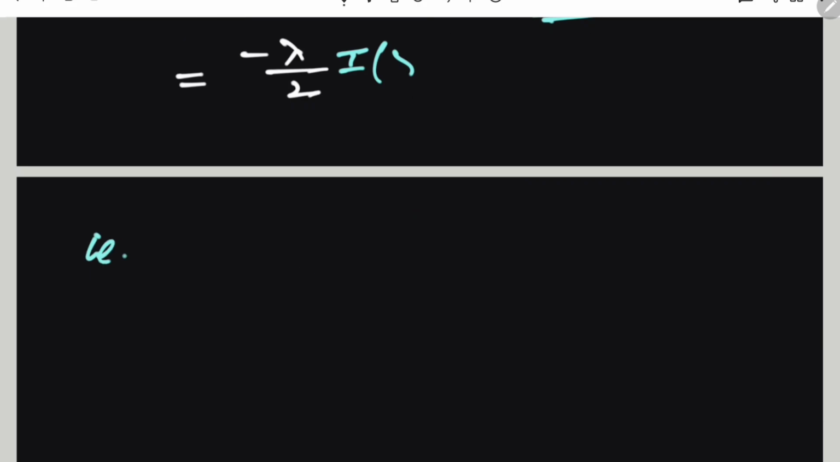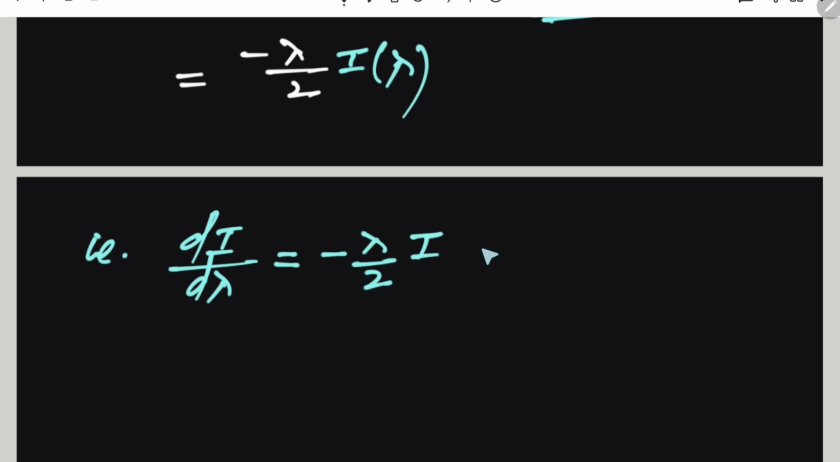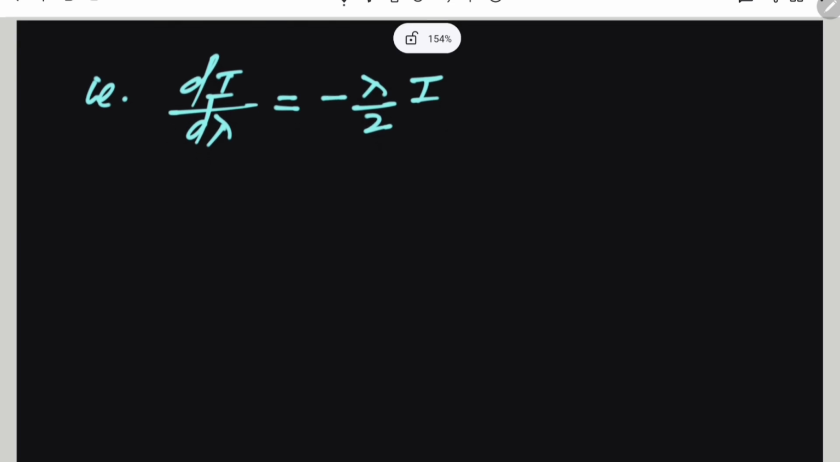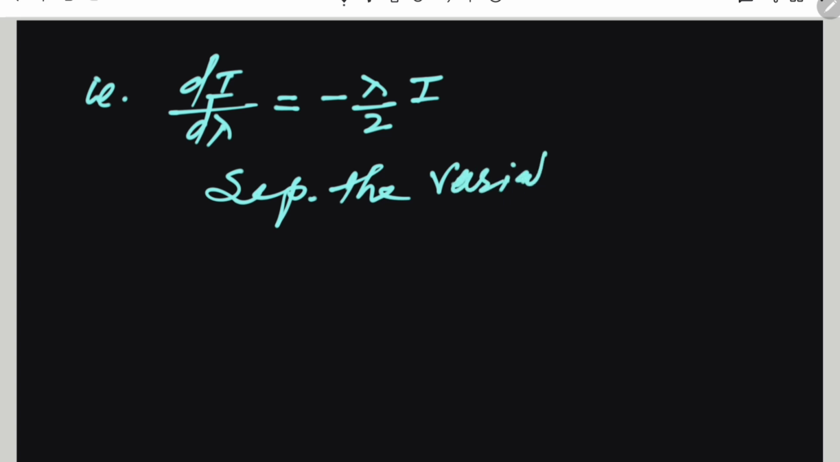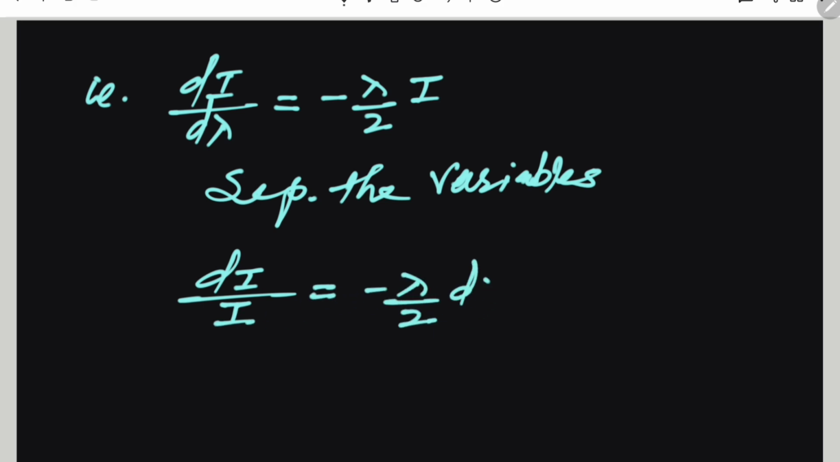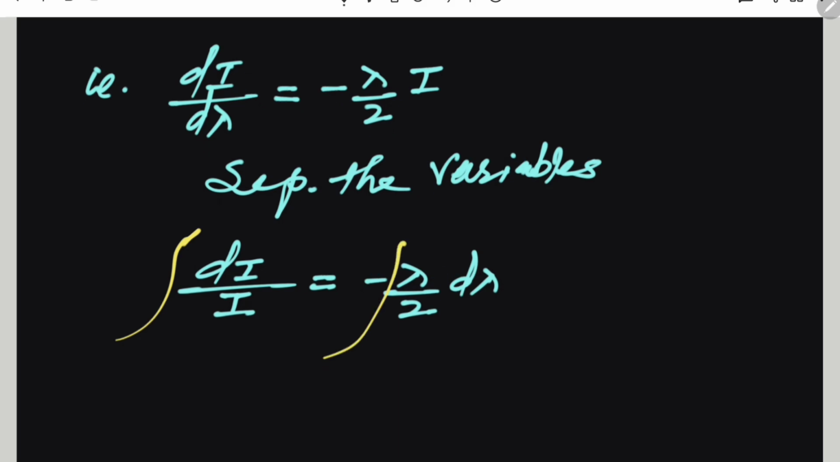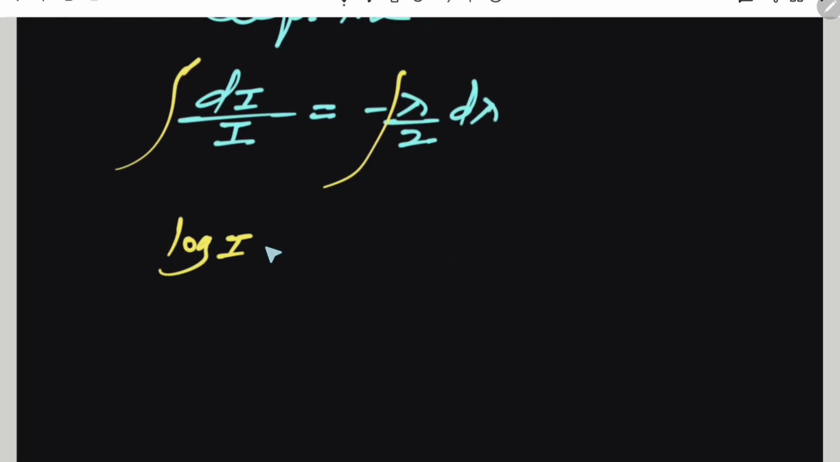Then I dash means dI by dλ equals minus λ by 2 into I. Then separating the variables, collecting I and dI on one side and λ and dλ on the other side, we get dI by I equals minus λ by 2 into dλ, and then integrating it. Integration of the left hand side is log I, integration of right hand side is minus 1 by 2, λ square by 2 plus constant c.